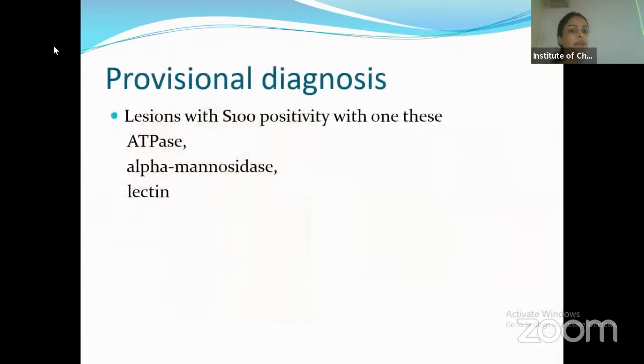Provisional diagnosis can be made when there are lesions with S100 positivity, with any one of these positive: ATPase, alpha-mannosidase, or lectin.